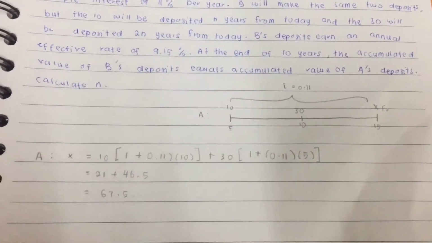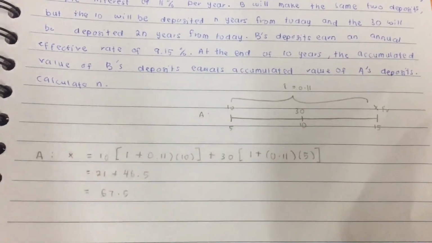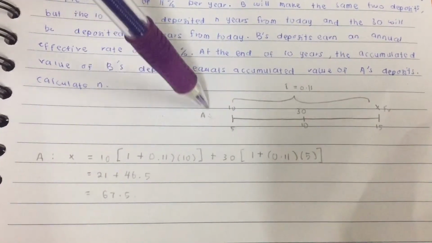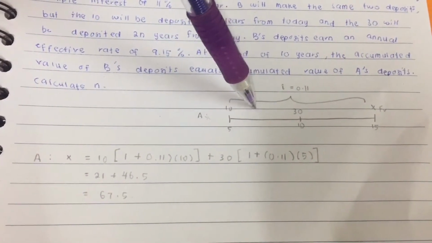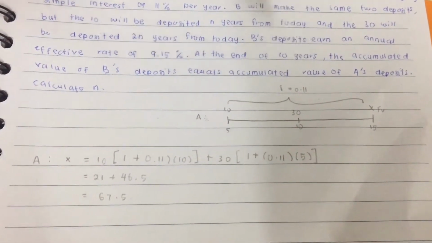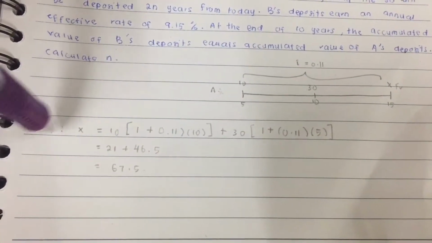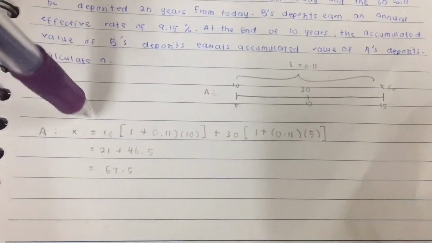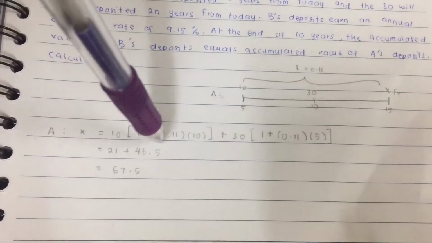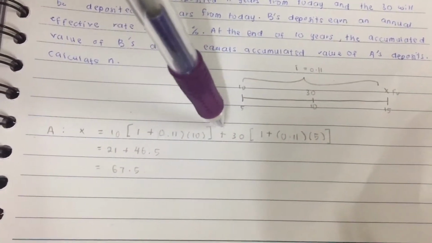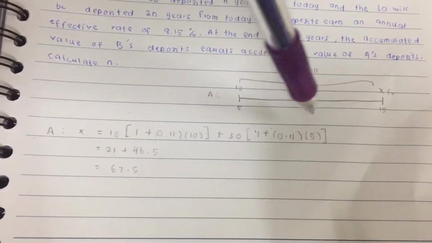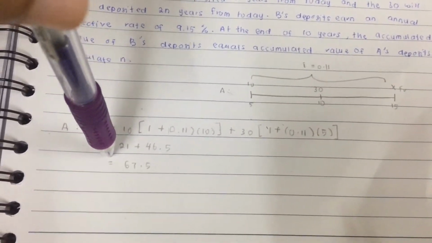Kita buat timeline A sama dengan macam tu. Lepas tu dia bayar pada tahun ke-5 tu dia bayar 10. Tahun ke-10 tu dia bayar 30. Tahun ke-15 tu kita tak tahu, X. Dia punya interest 0.11. So cari A dulu. X equals to 10 times (1 plus 0.11) plus 30 times (1 plus 0.11) times 5, dapat 67.5.